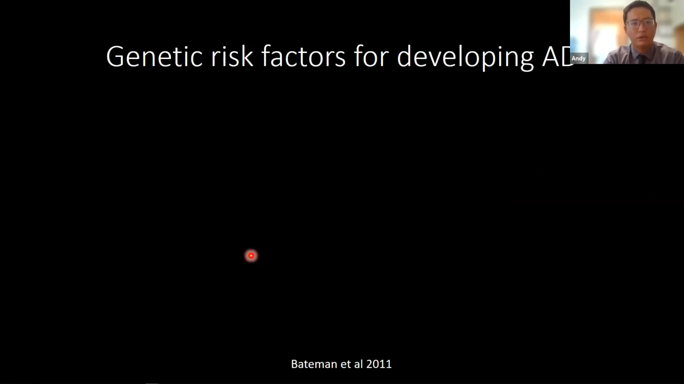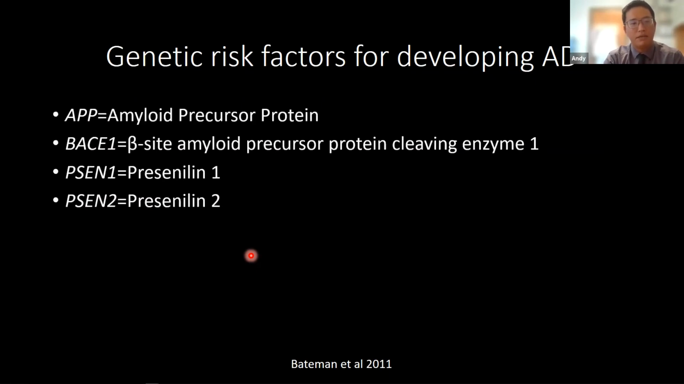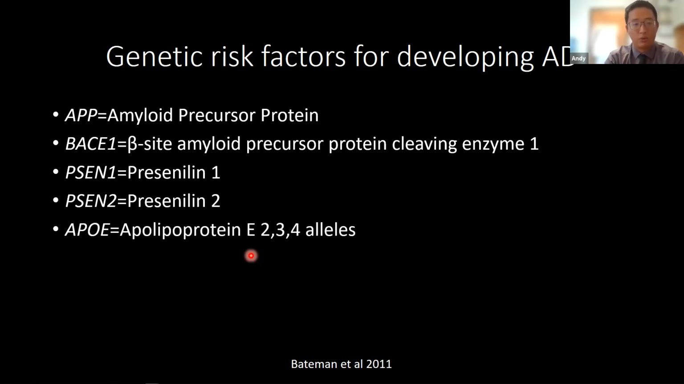The first ones include the autosomal dominant Alzheimer's disease forms, so APP, BACE1, presenilin 1 and 2. These are the common proteins or genes that are genetically mutated that leads to Alzheimer's disease in patients in their 30s and 40s, okay? And then going back to the most common risk factor for the development of Alzheimer's disease discovered here at Duke, which is ApoE.